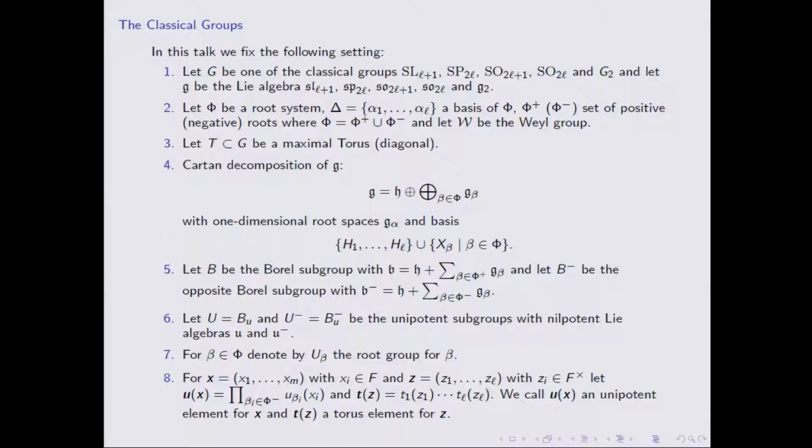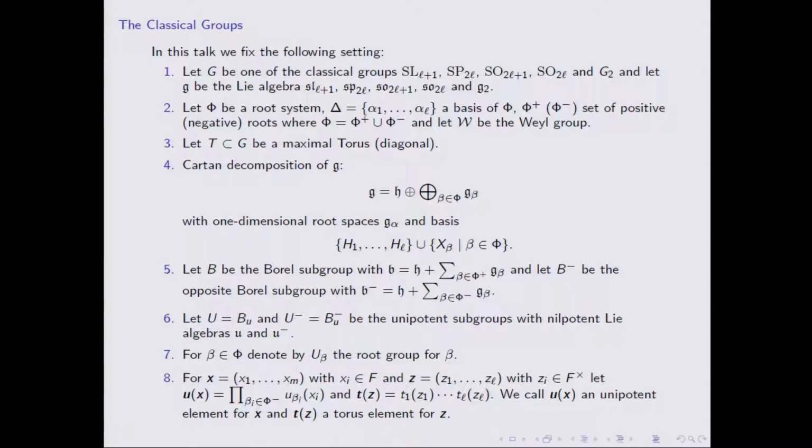Well, we fix a maximal torus, which we denote by T. Then we have a root space decomposition of the Lie algebra. Here H is the Lie algebra of the torus, and we have the one-dimensional root space for each root beta. We also fix a basis. Here the capital H are a basis of the Cartan subalgebra, and capital X with index beta is the basis element for the one-dimensional root space corresponding to the root beta.